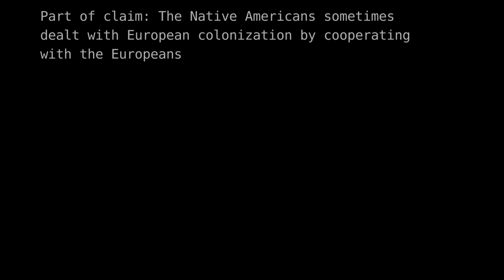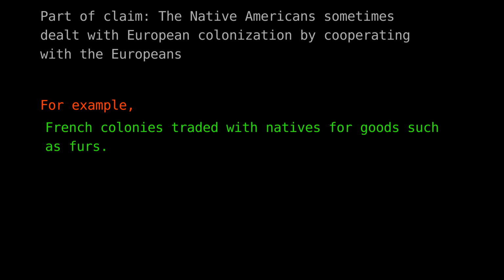So here's an example of a well-analyzed piece of evidence. Say a part of your claim is, the Native Americans sometimes dealt with European colonization by cooperating with the Europeans. You could write as your evidence, for example, French colonies traded with natives for local goods such as furs.